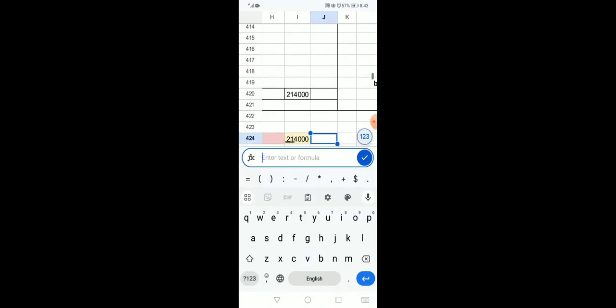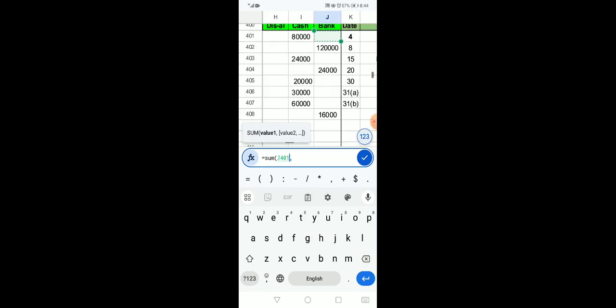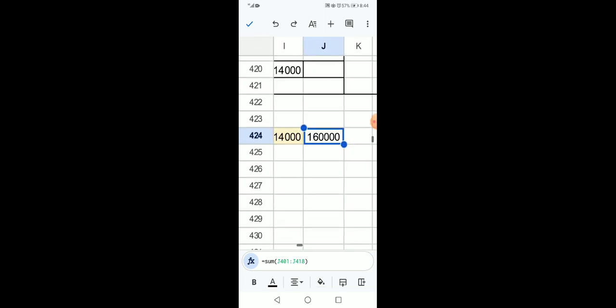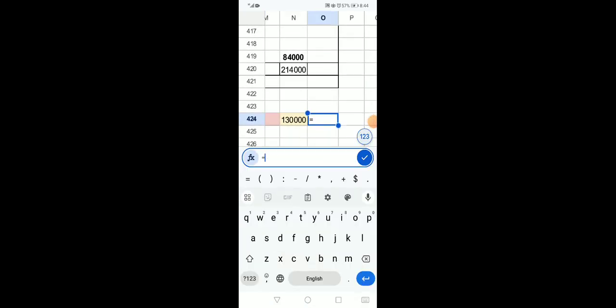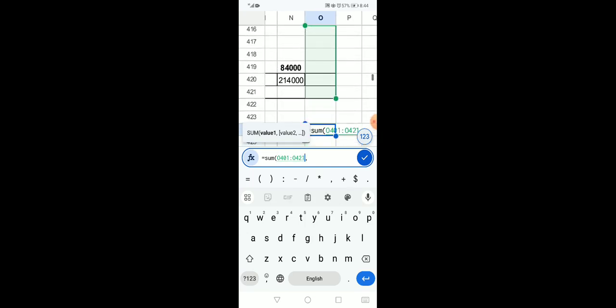Same procedure you will adopt for your bank account. Step number 1 is what? You will add all amounts present on debit side of the bank. You are summing up, and what you will sum? All amounts present on debit side of the bank column. Here I have taken help from Excel. Total of debit side of the bank is 160,000, and now see the total of credit side of the bank. Sum of all the amounts present on credit side of the bank column.